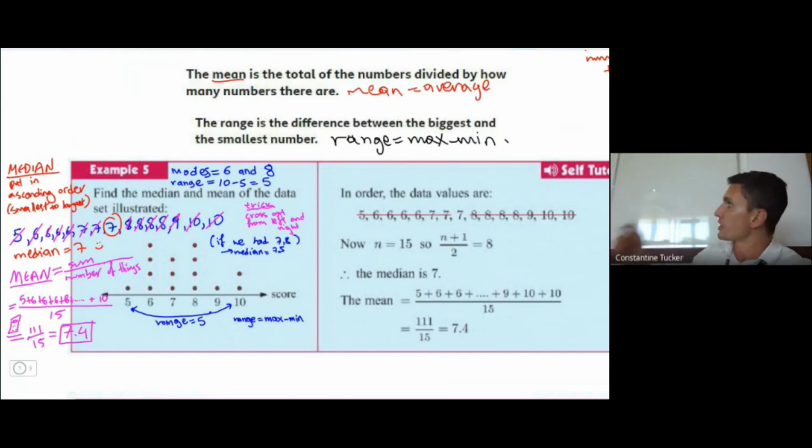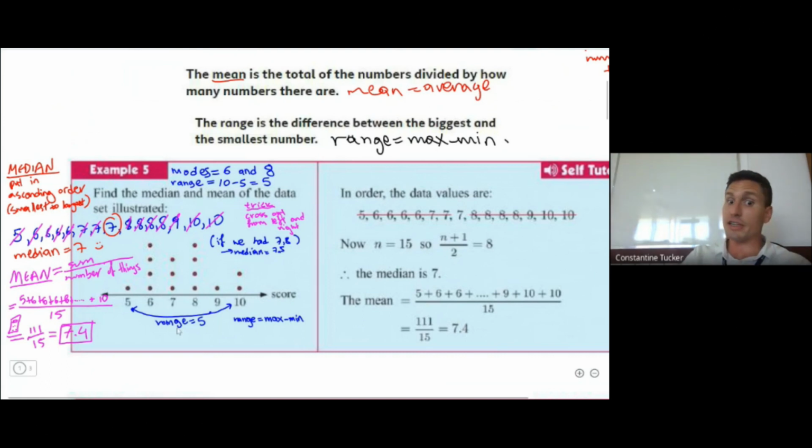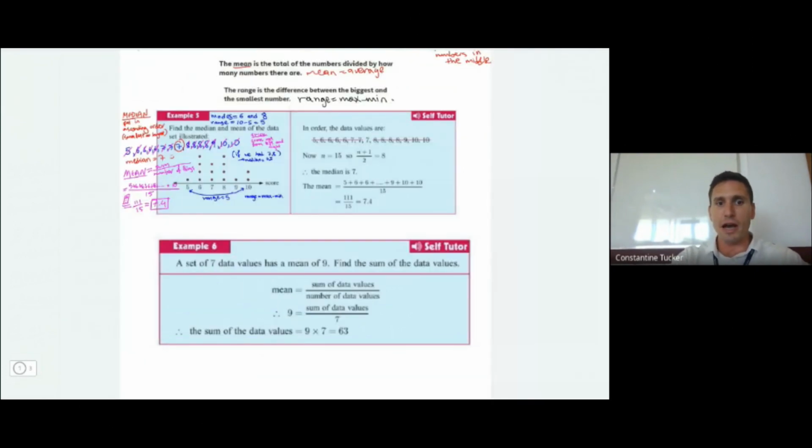By 15 here, because there's 15 little dots, 15 numbers. Yes, you add them all up and divide by 15 because there are 15 numbers. In another question, you would have a different amount of things. That's it. So this was an example of a bit of everything.